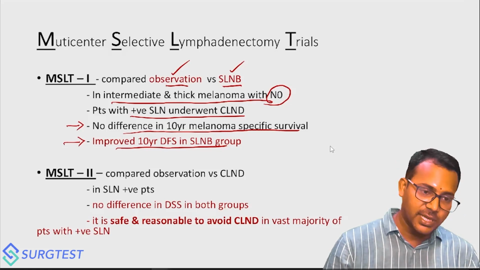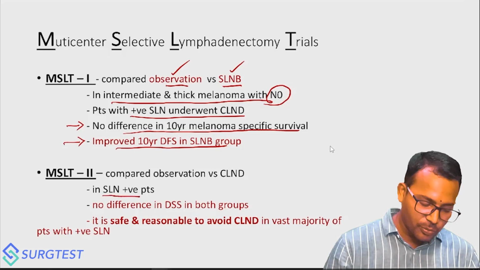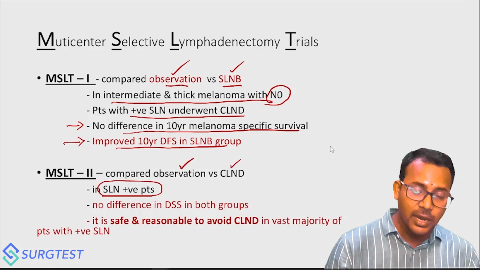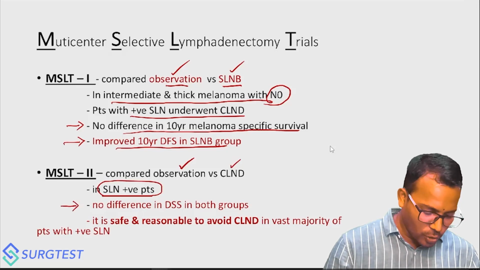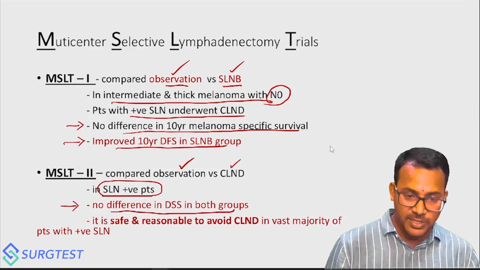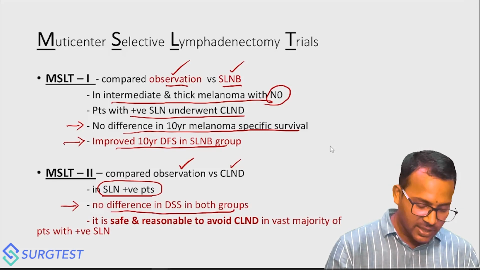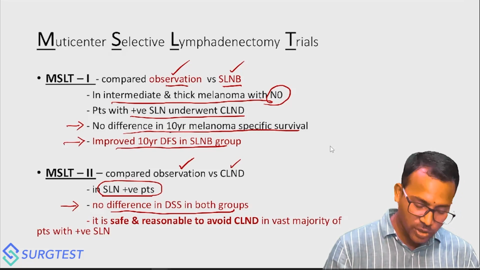However, in MSLT2, they took sentinel node positive patients directly. They took sentinel node positive patients and compared observation to completion lymph node dissection. Here they found that there is again no difference in disease specific survival. In MSLT1 they found no difference in 10-year melanoma specific survival; here also they found no difference in disease specific survival in both groups.